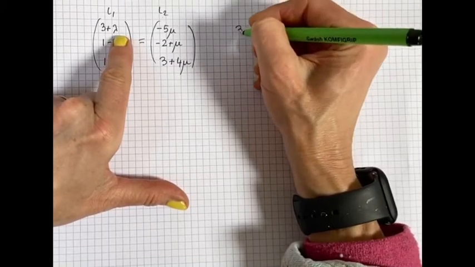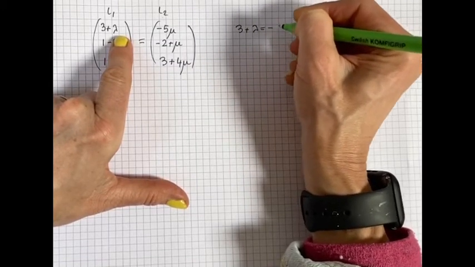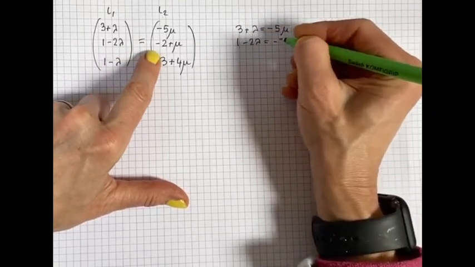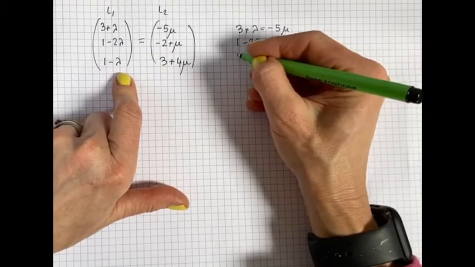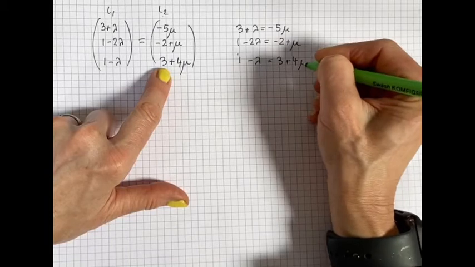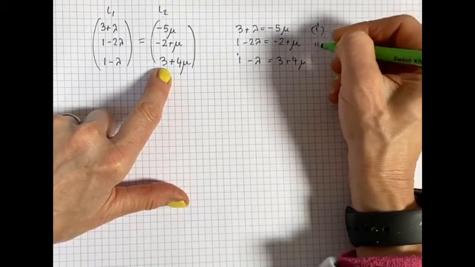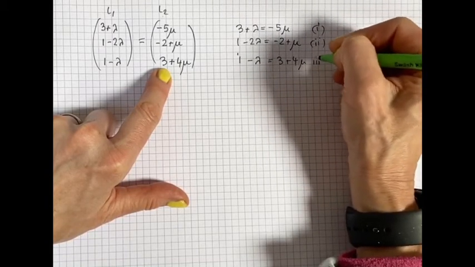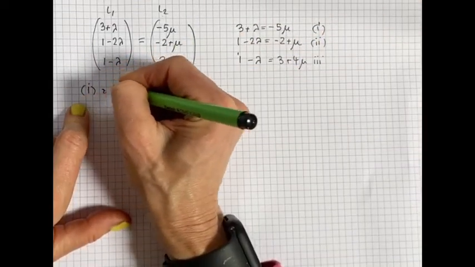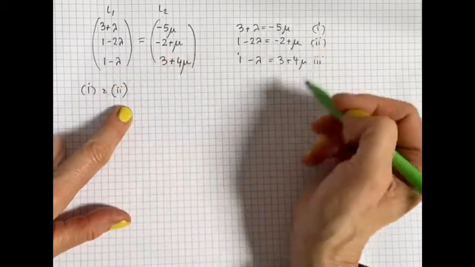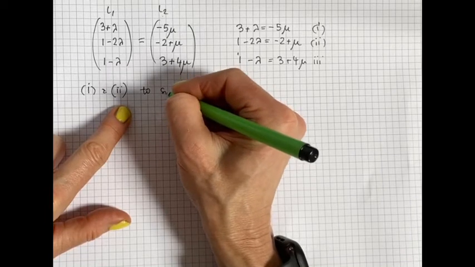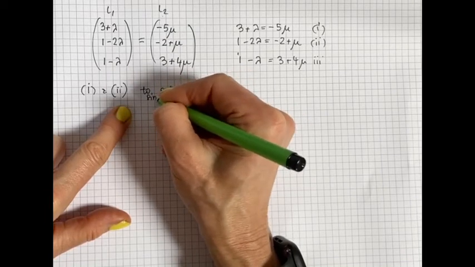So making the two lines equal to each other, we are going to generate three equations. The first one is 3 plus lambda is equal to minus 5 mu. The second one, 1 minus 2 lambda, is minus 2 plus mu. And the third one is 1 minus lambda is equal to 3 plus 4 mu. If I name these I, II and III, I'm going to use the first two equations. You can pick any two equations to solve them simultaneously.